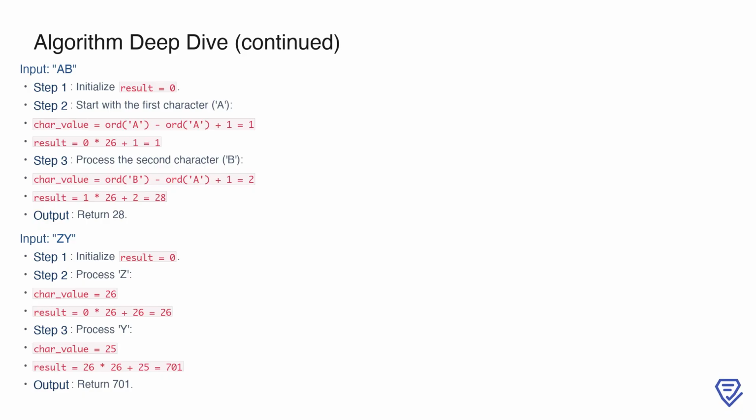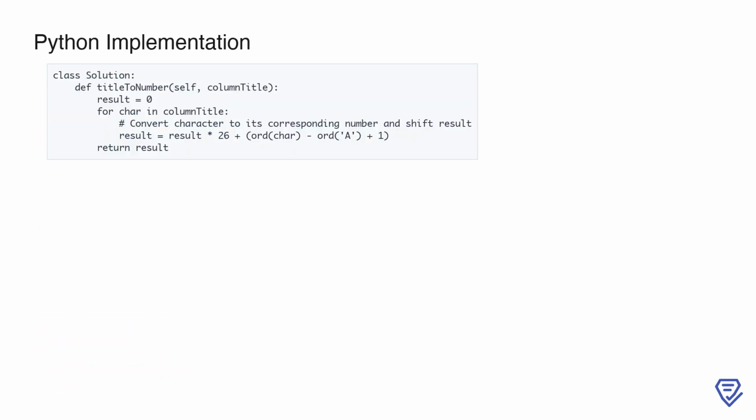This demonstrates how the algorithm computes the correct column number by iteratively processing each character and applying the base 26 positional system. The provided code efficiently solves the problem of converting an Excel column title to its corresponding column number. The method titleToNumber is defined within a class Solution, following LeetCode's convention. The function accepts a single parameter, columnTitle, which is the string representing the Excel column title.